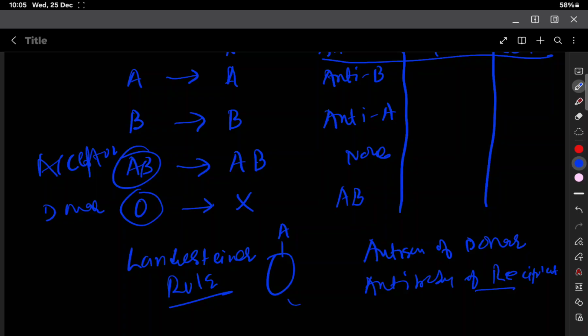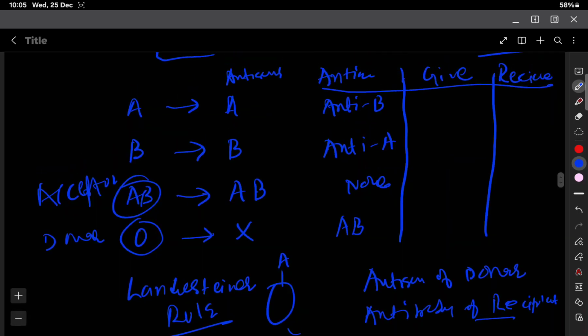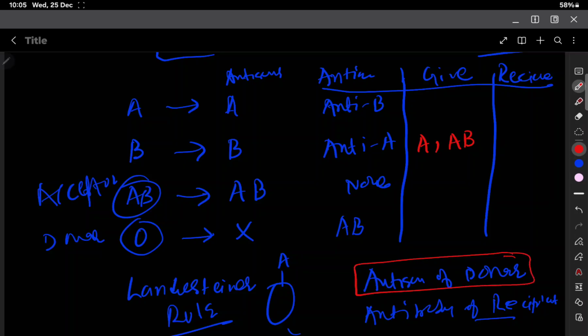Now, who can donate and who can receive. So first, for example, we have blood group A. Blood group A can give blood to A and AB. Why to A and AB? Because for the donor, the antigen is considered. So in this case, we have to write for A: blood group A can give to A and AB.